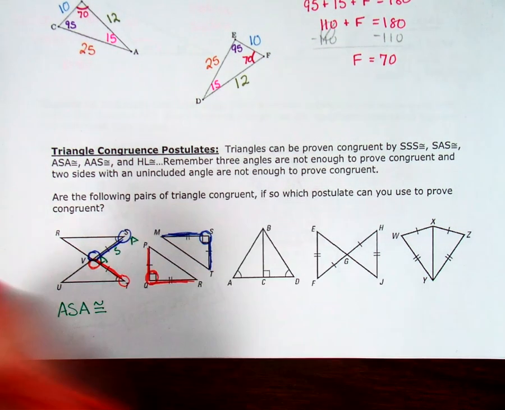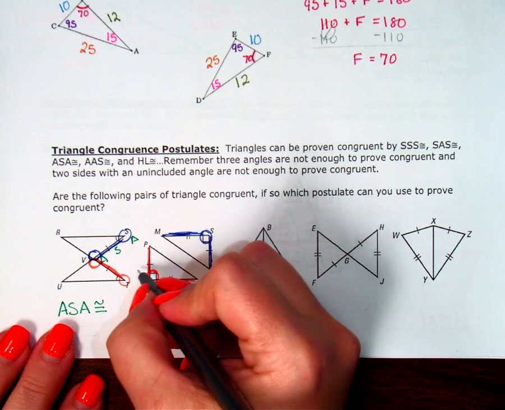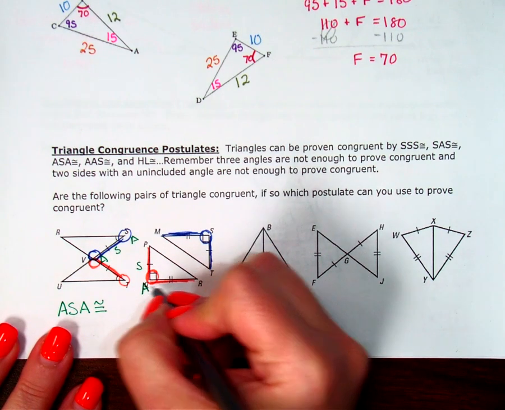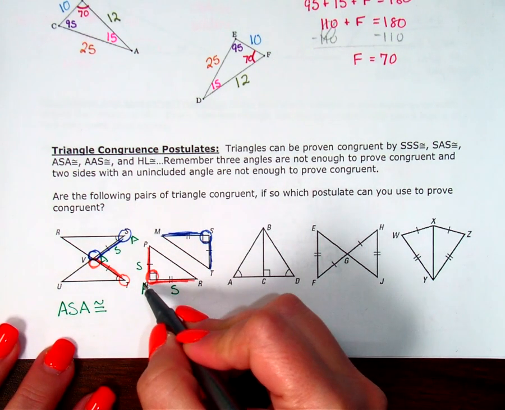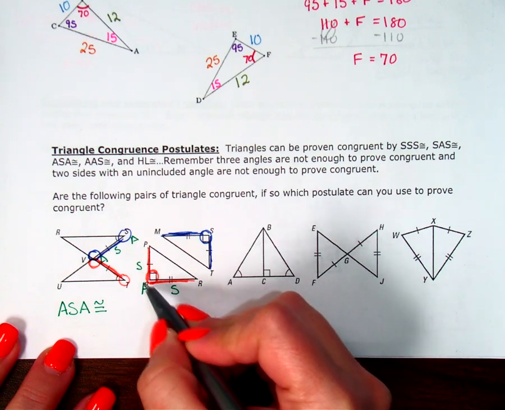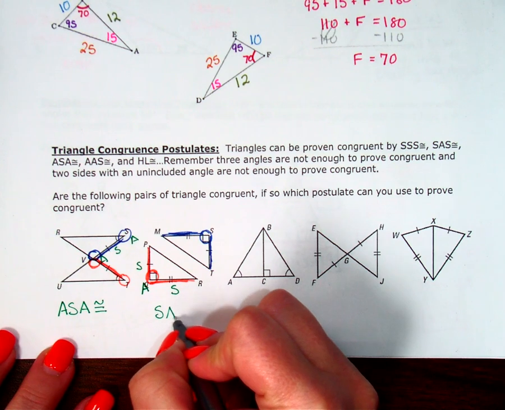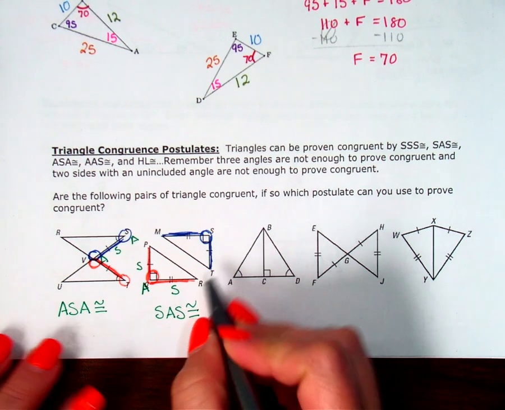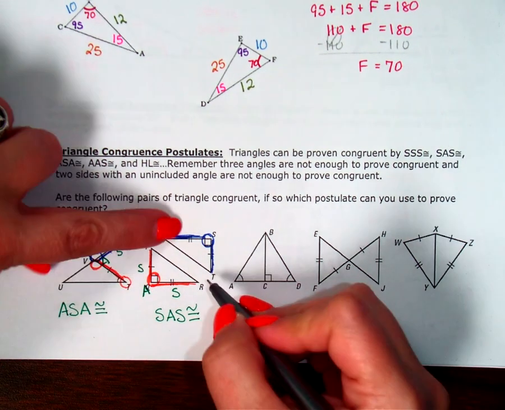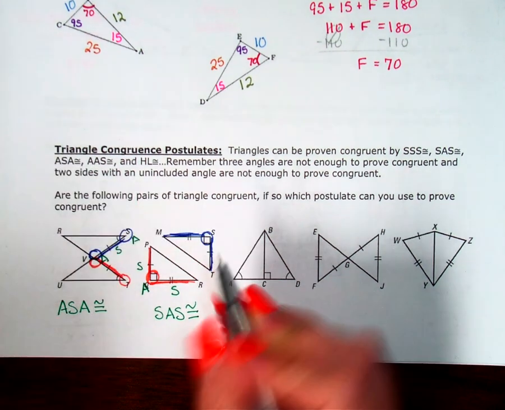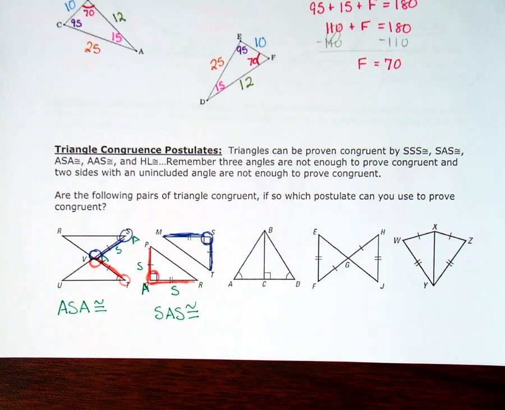So I have a side here, an angle here, and a side here. So is this angle in between the two sides? Yes, it is. So it's side, angle, side congruence. The angle is where the two sides come together.